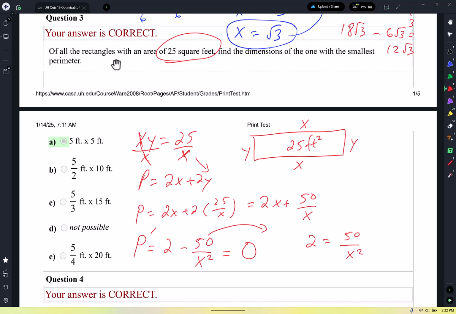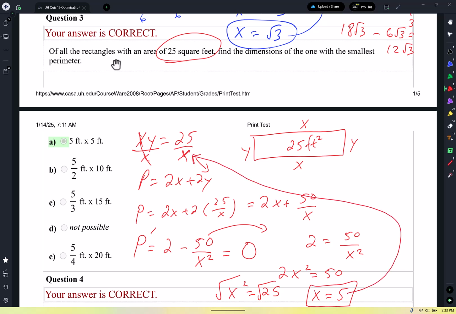Times x squared, times x squared. I'm going to get 2x squared equals 50. Divide both sides by 2. X squared equals 25. And then finally I take a square root. X equals 5. Chop, how did you know that y is 5? Well, y is 25 over x. Plug in that 5 for that x right there. So y equals 25 over 5, which is also 5. And it's not a shocker. If you're really good at geometry, it's not a shock that you get a square for the lowest amount of fencing.